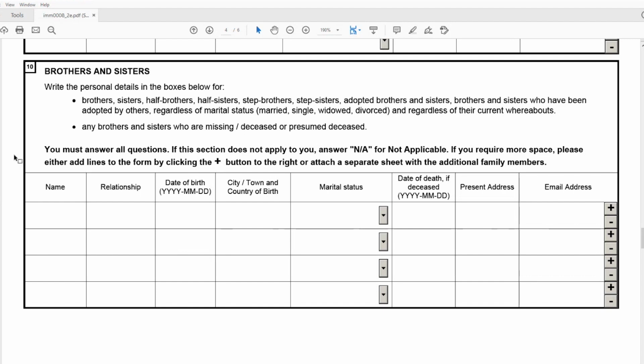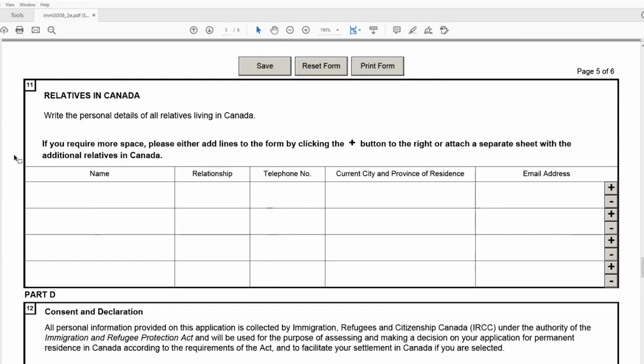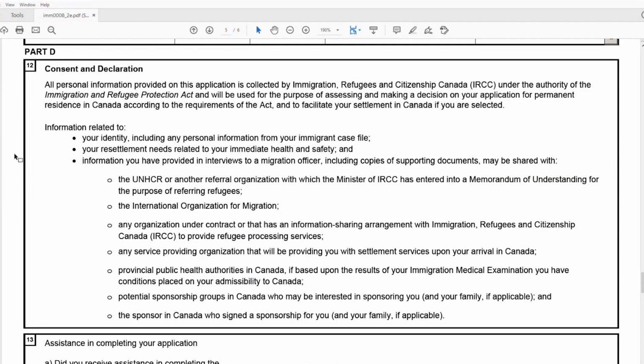Question 10 is where you're going to fill in information about brothers and sisters. So for example, if the Schedule A being filled out is for the spouse of the principal applicant, this is where that spouse's brothers and sisters will be filled out. For question 11, that's where you're going to insert information about any relatives who are already in Canada. Part D is the consent and declaration.